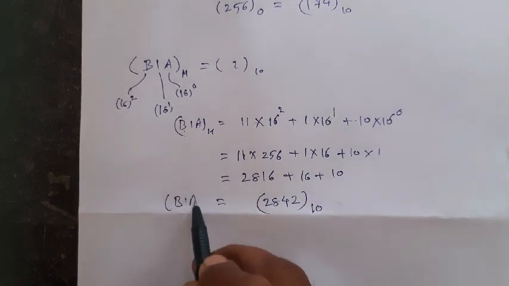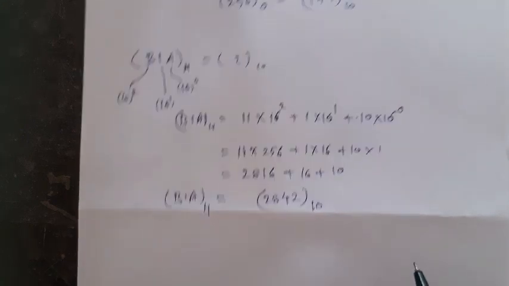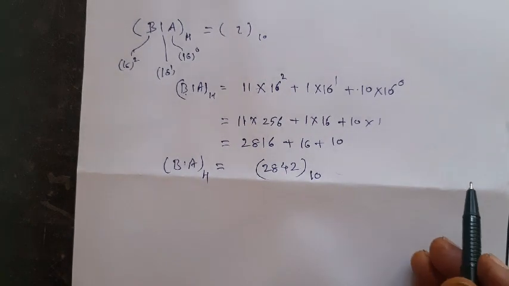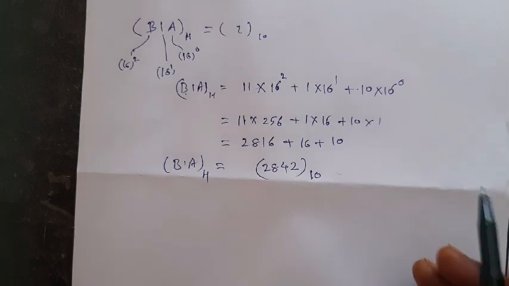Means B1A in hexadecimal number system is equivalent to 2842 in decimal number system.